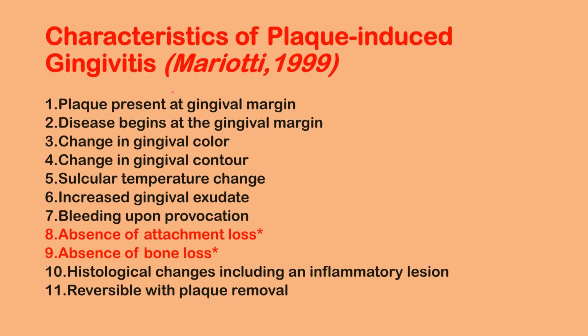The main characteristics of plaque-induced gingivitis include: the disease begins at the gingival margin with the presence of dental plaque. There will be change in the gingival color and contour, with change in gingival circulatory temperature. There will be presence of increased gingival exudate and bleeding upon provocation. In histologic section, there will be presence of an inflammatory lesion, and this gingivitis is reversible after plaque removal, and there is absence of attachment loss and absence of bone loss.